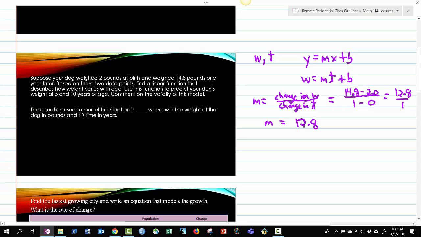This dog gained 12.8 pounds in his first year. Really, it's a 14.8 pound dog. It's not all that big, right? It's on the smallish side.